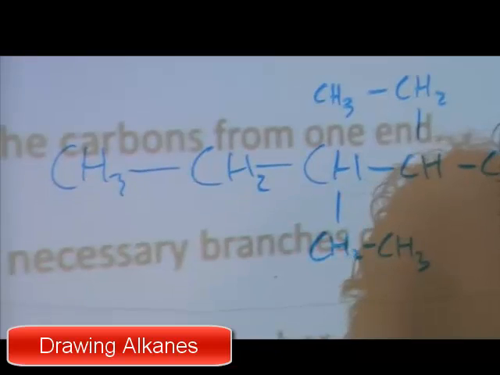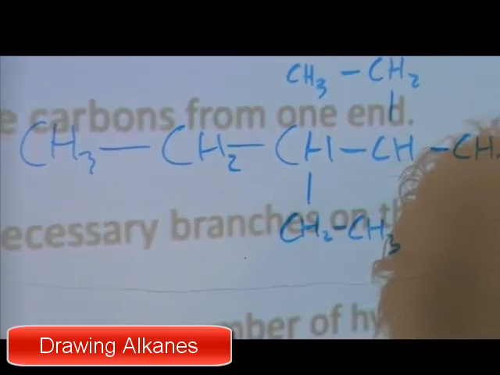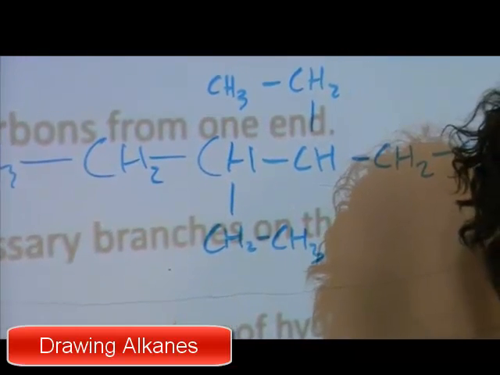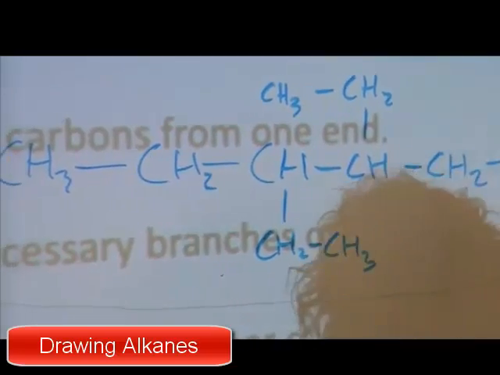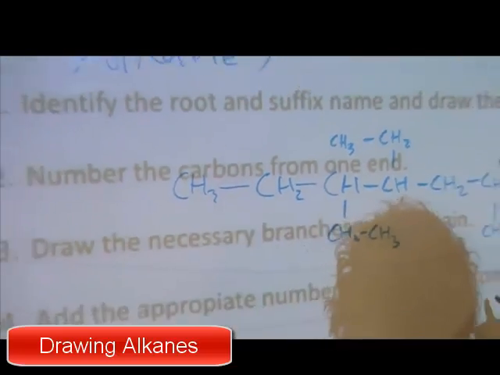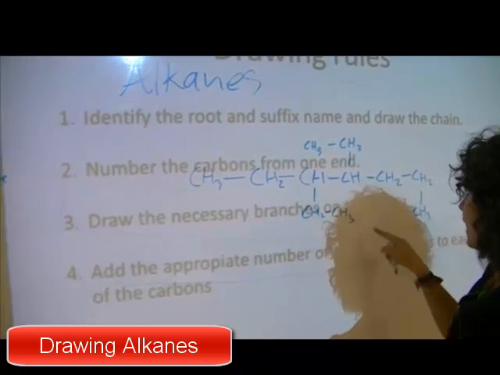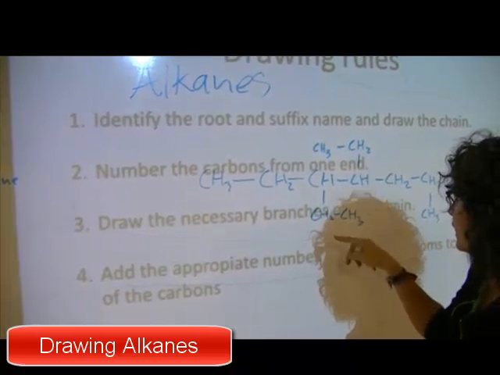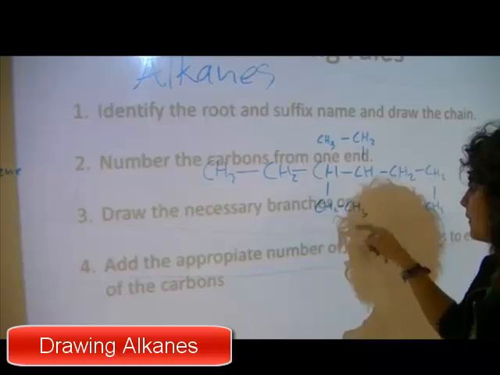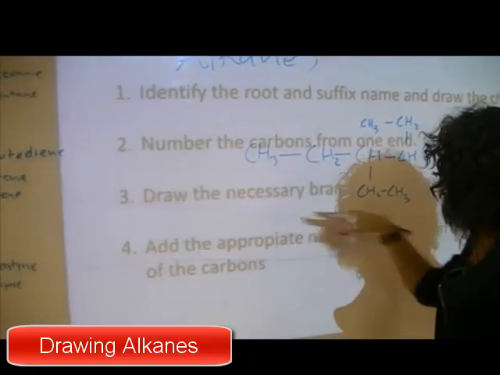Five, 6, 7. Here we can see the parent chain of 7 carbon atoms with 2 ethyls in the places 3 and 4, numbered from left to right.